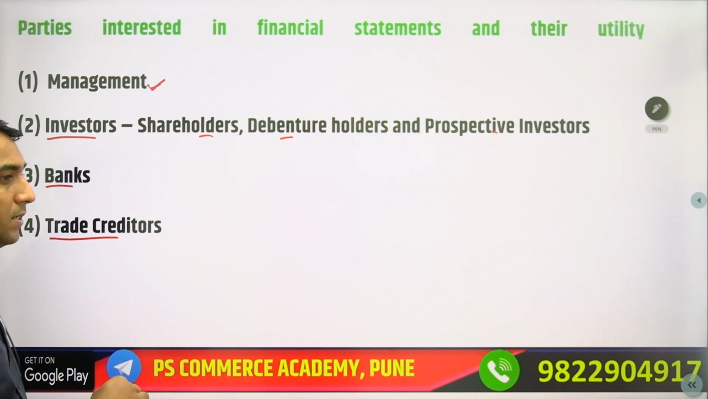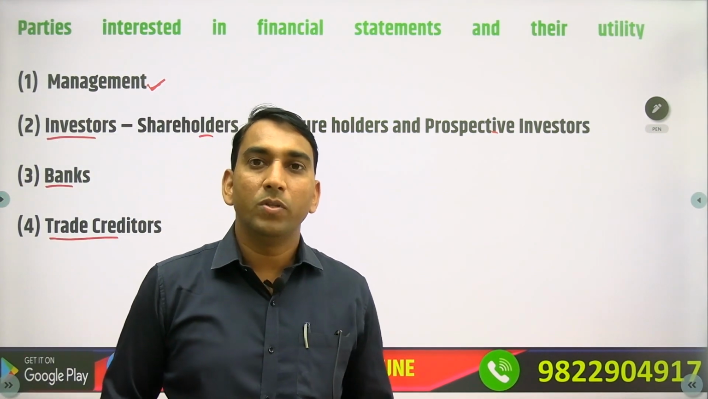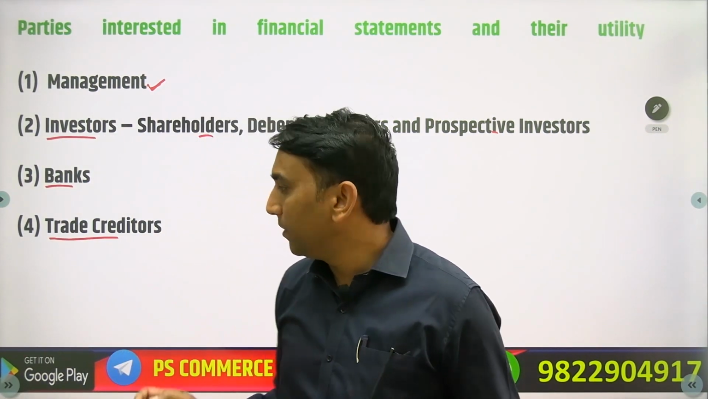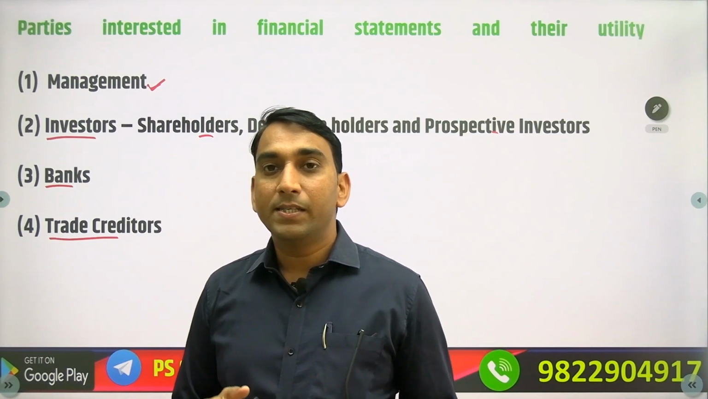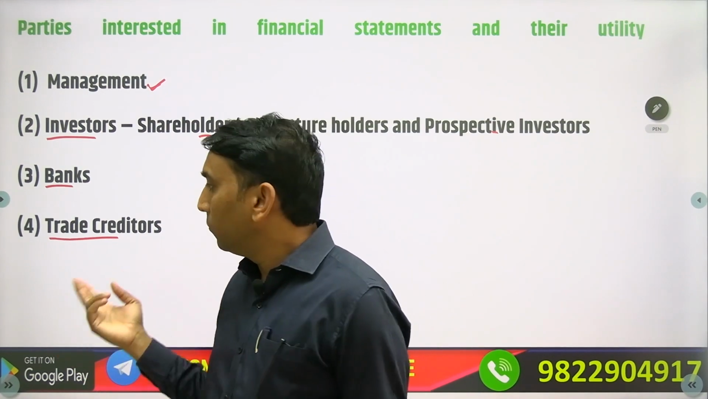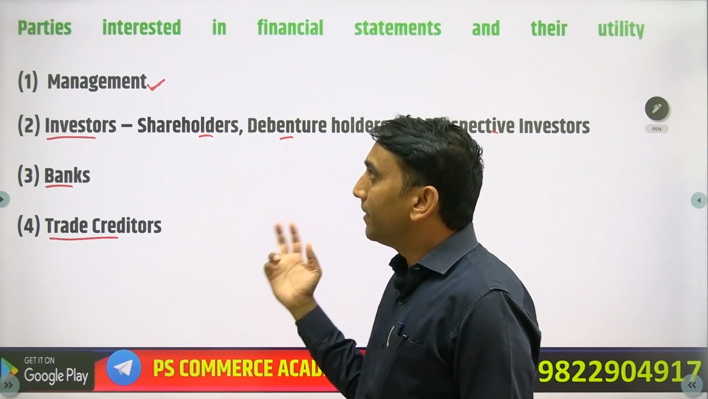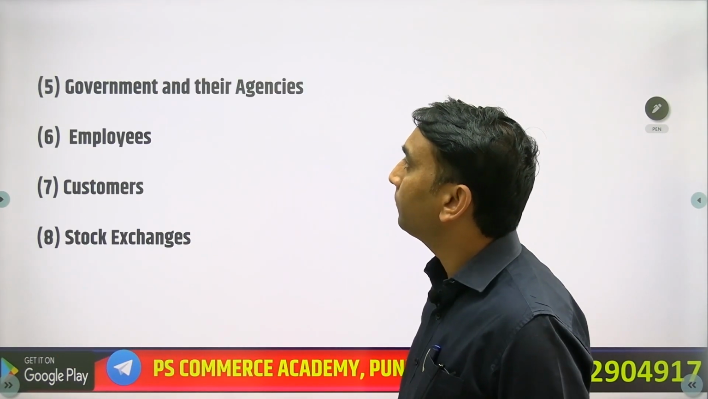Then trade creditors. They have to give goods on credit. So obviously they will check whether current assets are sufficient or not to repay the current liabilities. So that is why trade creditors are also interested in the financial statement.